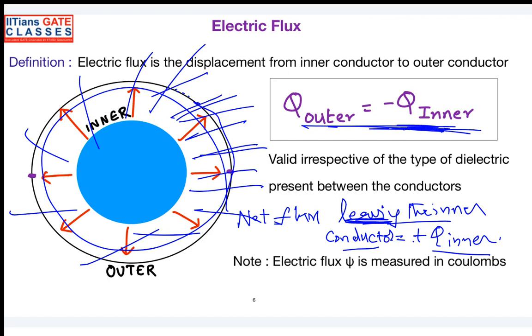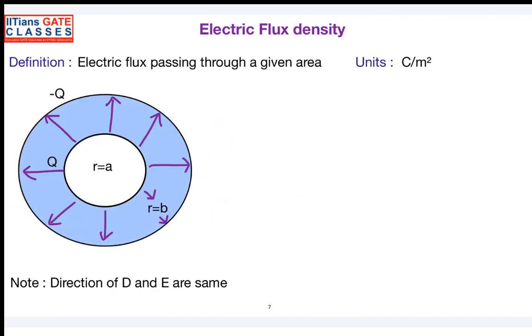We have seen Coulomb's law of force, electric field intensity, and electric flux. Now we will see the concept of electric flux density. For that I have given the same example. This is one inner conductor given a charge of Q. I enclose the inner conductor with an outer conductor, and as I mentioned, a charge of minus Q is induced on the outer conductor. The inner conductor has a radius of A and the outer conductor has a radius of B.